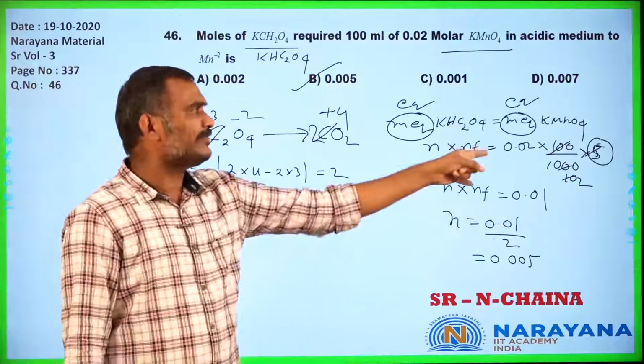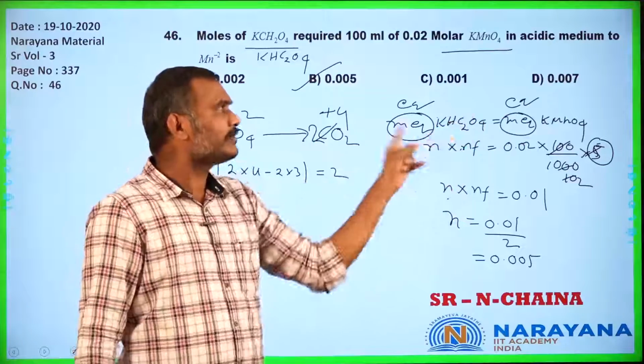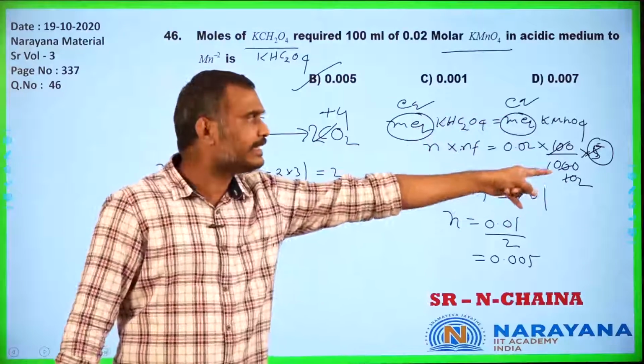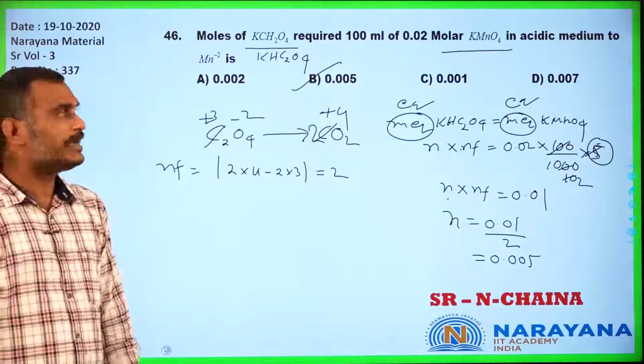Number of moles into n factor: instead of milliequivalence I am getting equivalence. Why? Because I am writing volume in liters. You got the answer 0.005.